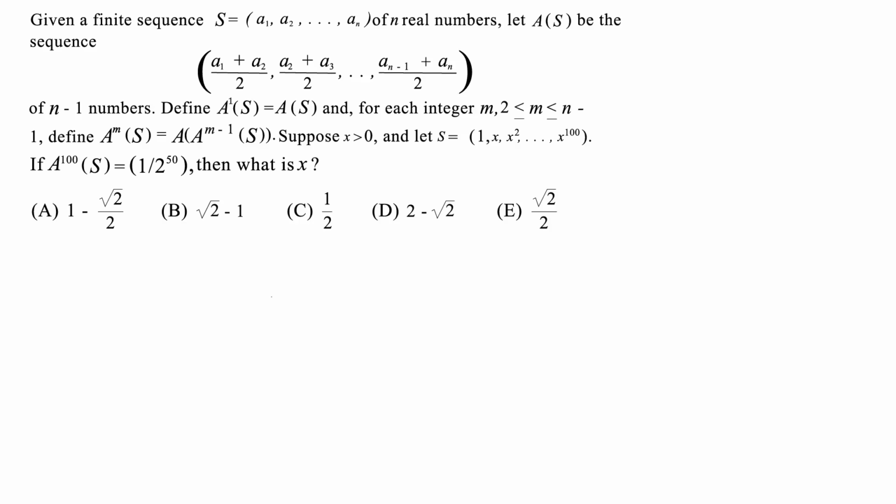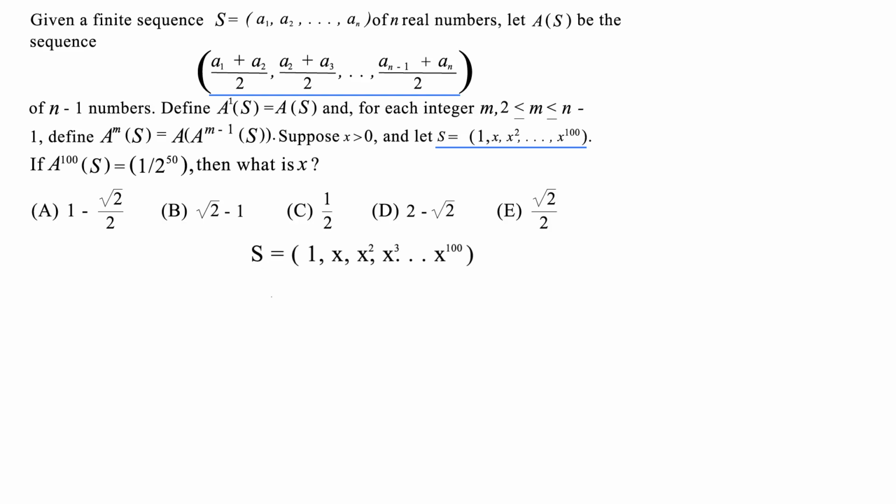All right, well, first and foremost, they give you this set. So they tell you that S is 1, x, x squared, x cubed, and so on, all the way up till x to the 100. And then they tell you that A100S is equal to 1 over 2 to the power of 50. Now that is meaningless to us at this point in the question, so we won't worry about that. But what we will concentrate on is this right here.